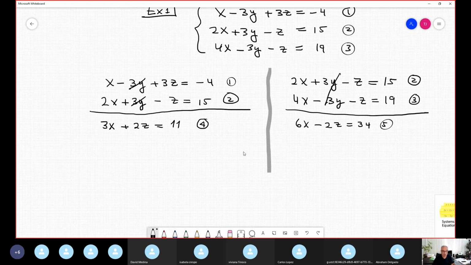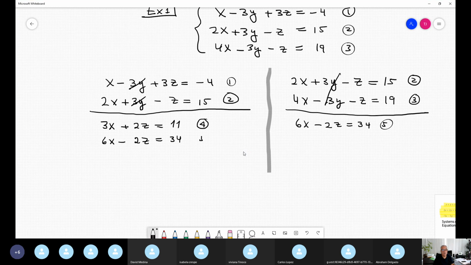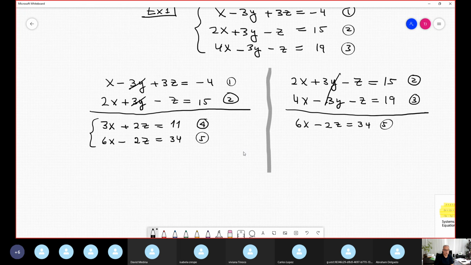Now you take 4 and 5 together. 6x minus 2z equals 34. Okay, it's equation 5. And you form a new system. But this new system is super easy. It's similar to the problem that we solved in 2D. And by the way, it's ready to apply elimination because positive 2z and negative 2z is cancelled. Fantastic. So you adding this at 9x and this is 45.